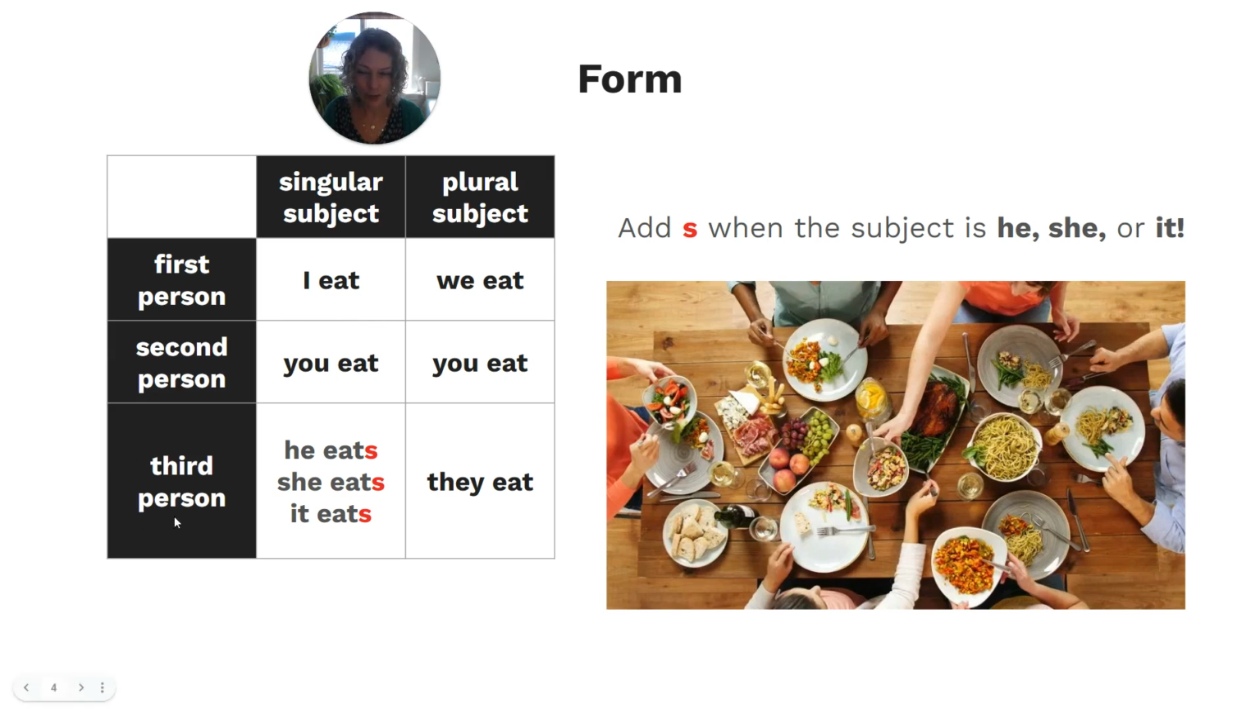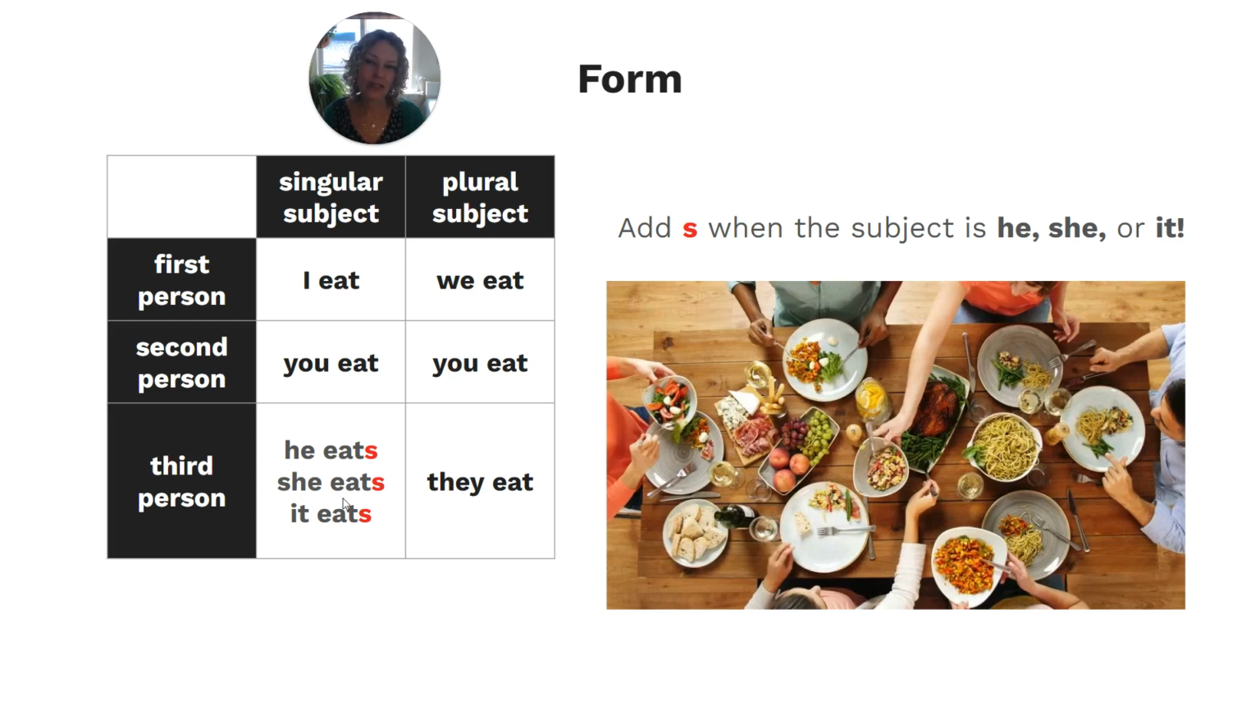It's that third person that you need to watch out for. So third person is the grammar term for he, she, or it. So again, that's singular, just one person or thing. And when you have he, she, or it as your subject, then you need to put an S on the end of the verb. And it's surprising how many advanced students I've seen who still forget to put the S on their third person present tense verbs.